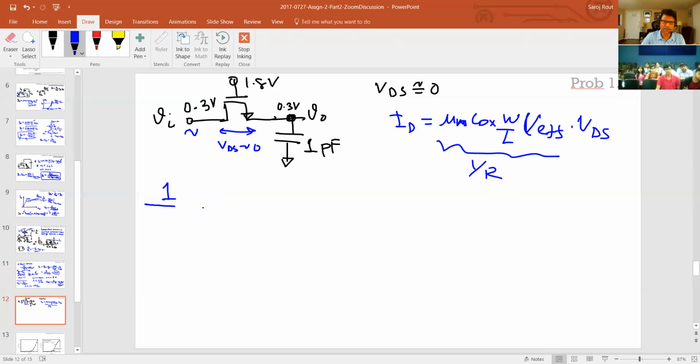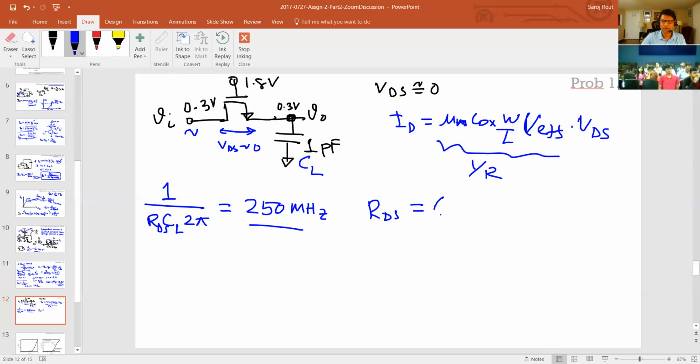So basically, it's asked you to find out that I think the bandwidth required is 250 megahertz, right? So basically, they want this. So this is your RDS, and this is your C, let's say that's your load, CL. So you know CL, your bandwidth required, so you can calculate the RDS, which if you calculate will turn out to be around 636 ohms, right? So how do you get 636 ohms?